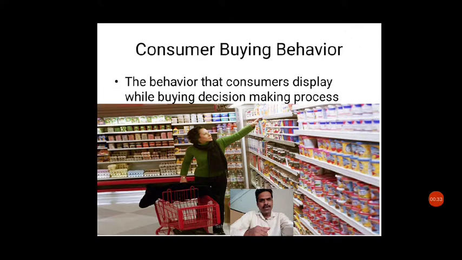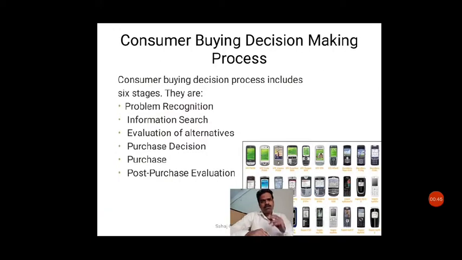Consumer buying behavior. Consumer buying behavior means the consumers display some sort of behavior during the consumer buying decision making process, all the 6 stages. That is consumer behavior. So what is the consumer buying decision making process? There are 6 stages: problem recognition, information search, evaluation of alternatives, purchase decision, purchase and post purchase evaluation.